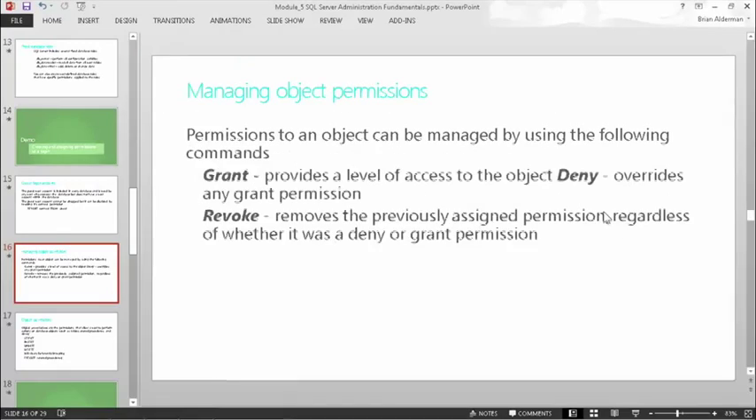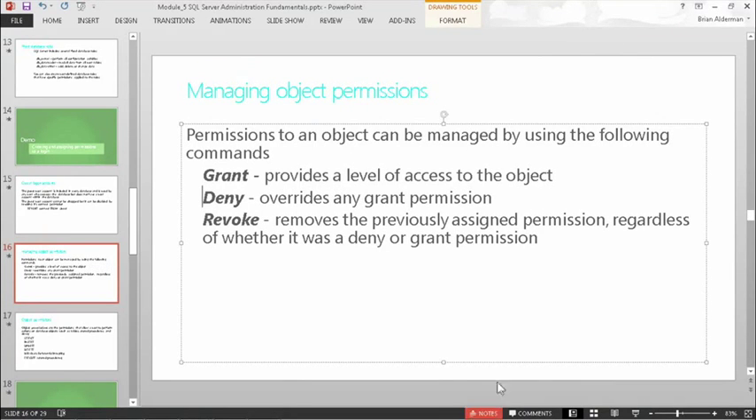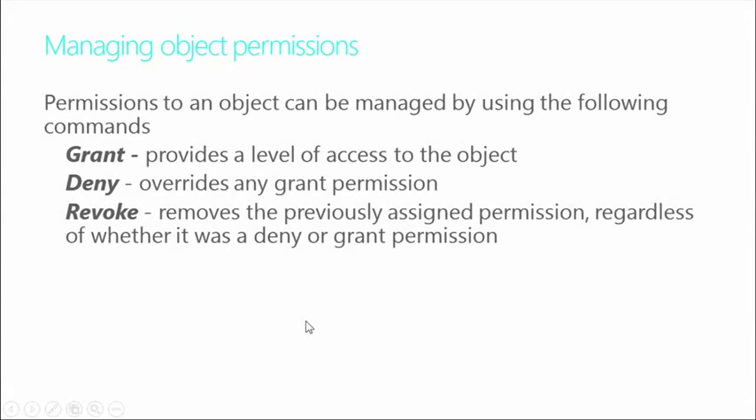Now we manage the permissions. We manage the permissions using three commands. And these commands here are grant. So I want to grant the select permission on a particular table to Pete. So I would do grant select on table XYZ to Pete. And then I could do revoke. So my revoke is going to reverse the last permission that I provided to an individual.